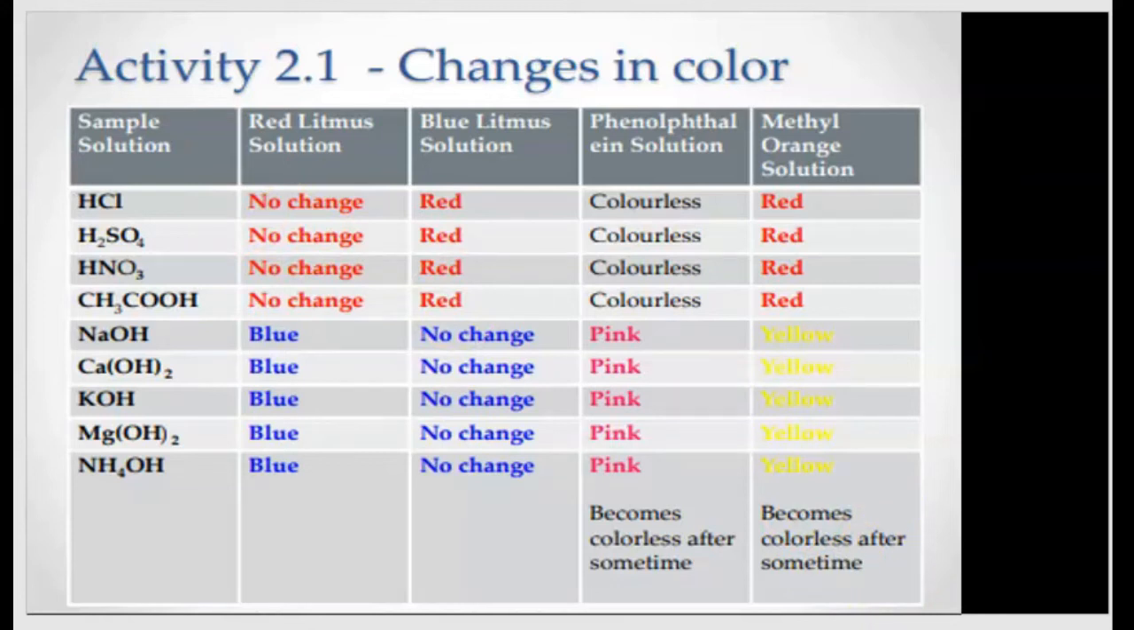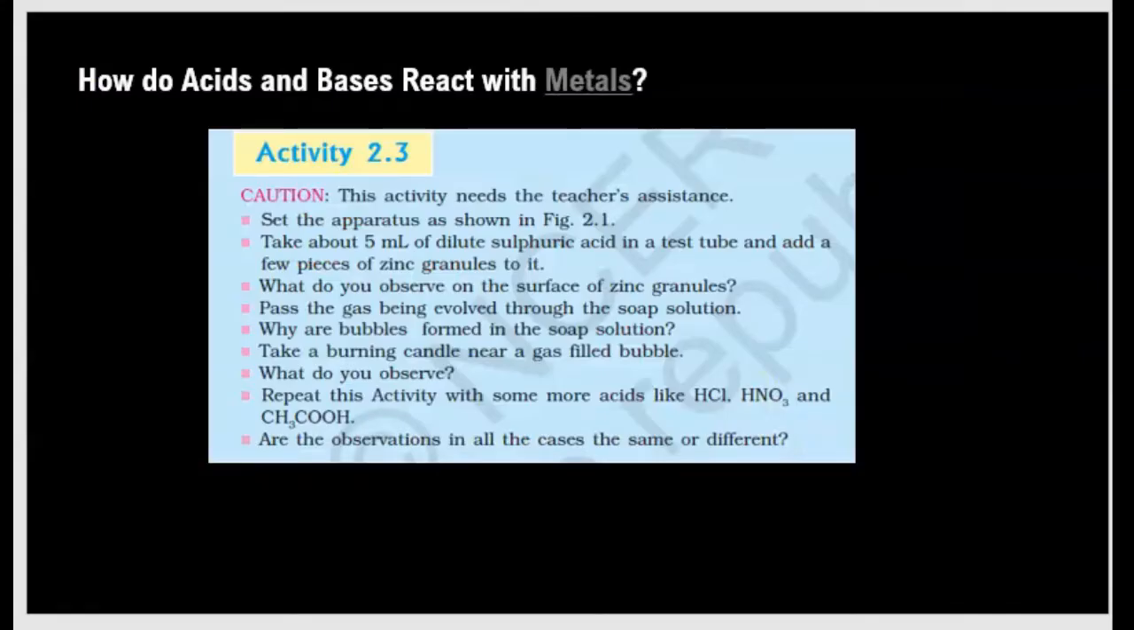And coming to the next activity, that is how do acids and bases react with metals. In this activity, you are going to add about 5 ml of dilute sulfuric acid to zinc granules taken in a test tube. And what do you observe on the surface of the zinc granules?